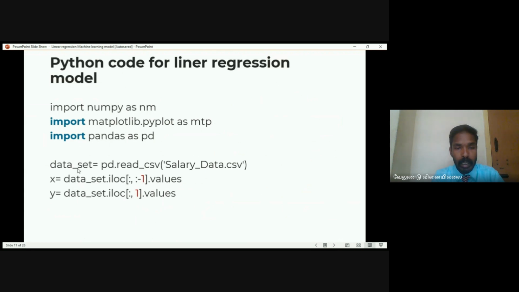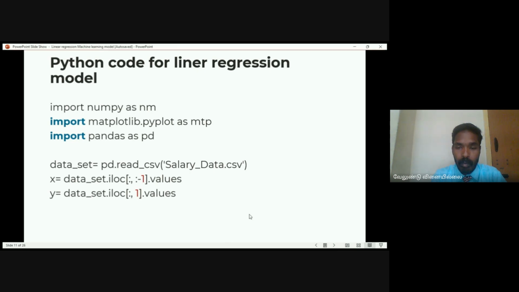So the data set, you can see here. The data set comes in through pd dot read. Using pandas only, we can read the data sets, and after that we have to allocate and extract the data from the total data set. That is given here, iloc.